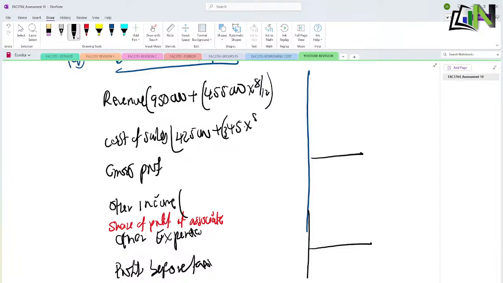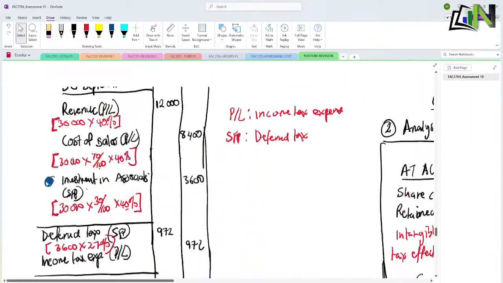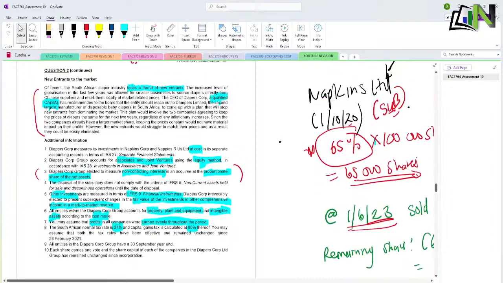345,000 times 8 divided by 12. Then we go to other income. So this is a whole profit calculation.